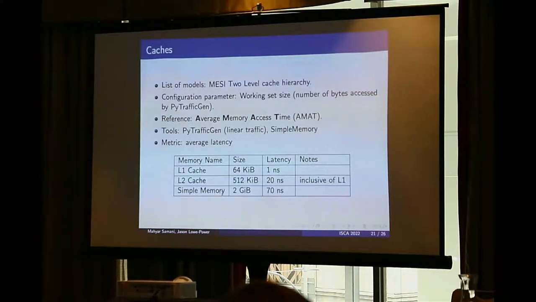To configure every experiment, we're changing the working set size. What is working set size in the experiment? It is the number of bytes that are accessed by the PyTrafficGen. For each experiment, we're going to prime the caches by bringing the first 512 kilobytes of memory into the caches, and then we're going to ask the PyTrafficGen to access from address 0 to some variable address. We're going to report the average read latency as AMAT. Again, the tools that are providing us with defined behavior here are PyTrafficGen and simple memory, and the metric here would be average latency.